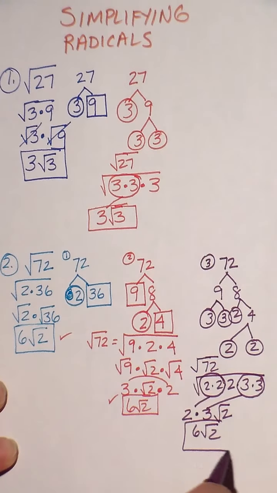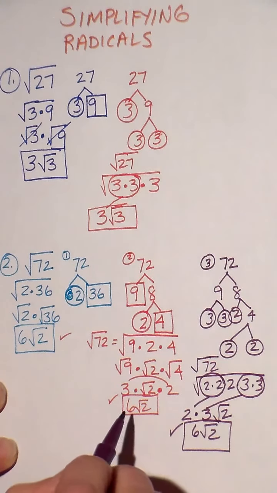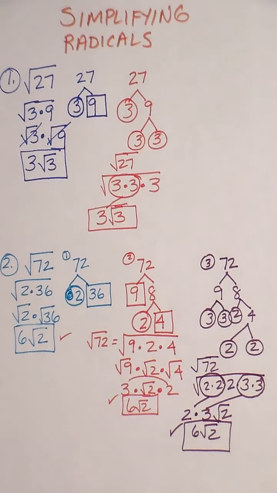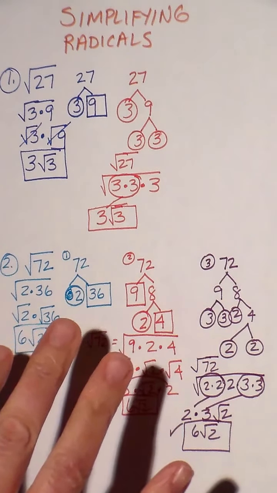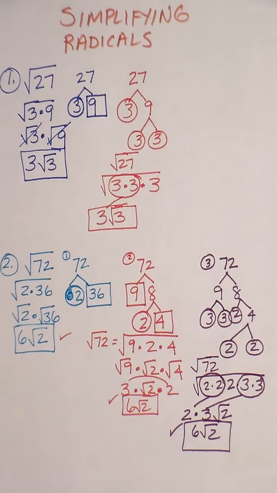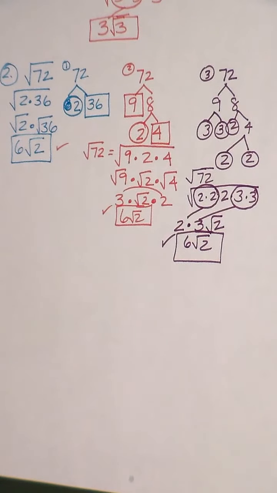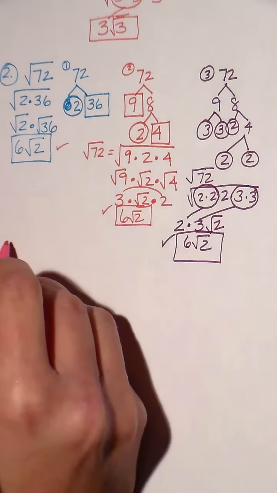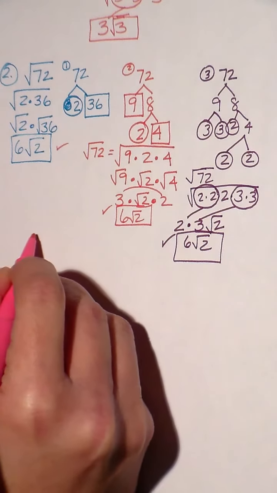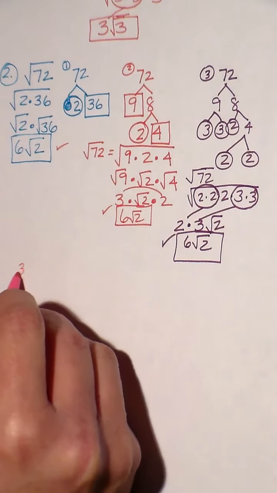And once again, what did I get for the answer? 6 square root 2. So it just depends on how you factor it, what you get, okay? And it's your preference. You can either use the perfect squares or you can just go prime. It doesn't matter, whatever's easiest for you. So let's look at one more example. Let's say we have one like this. If I can find my pen. All right. Make sure that I'm over here where y'all can see it.